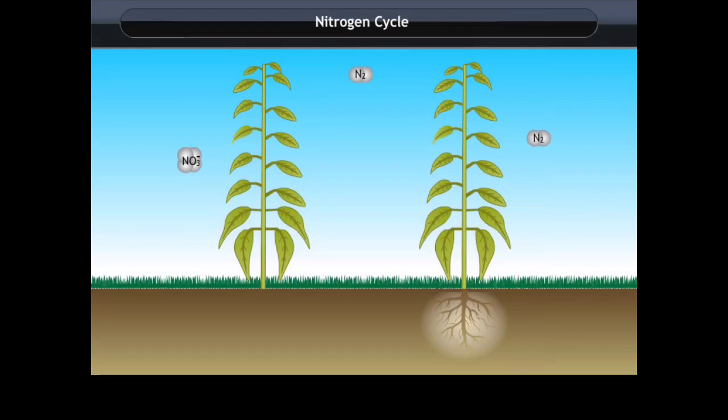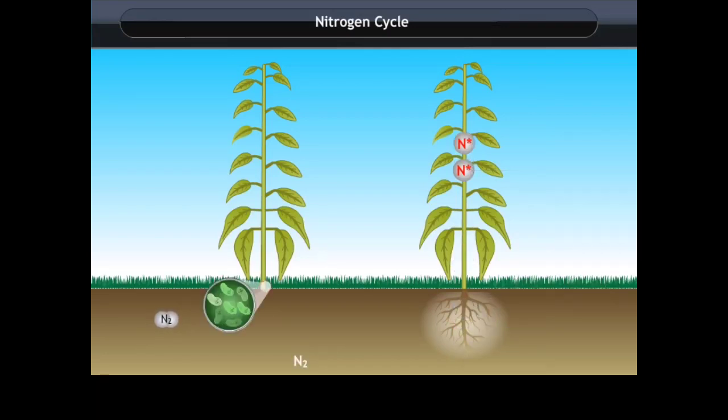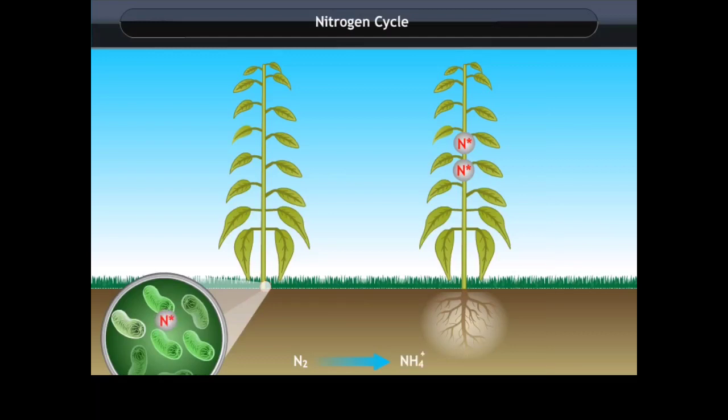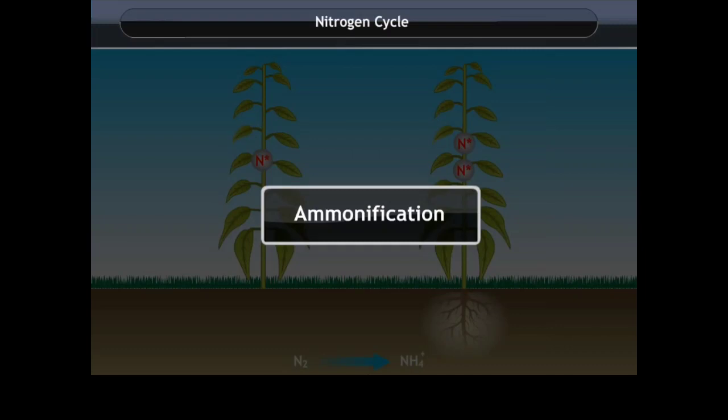Nitrate ions, NO3-, are easily absorbed into plants through the roots. The plants then use the nitrogen to make compounds of nitrogen. In soil, bacteria or fungi convert nitrogen gas or ammonium compounds into ammonium ions. This process is called ammonification.